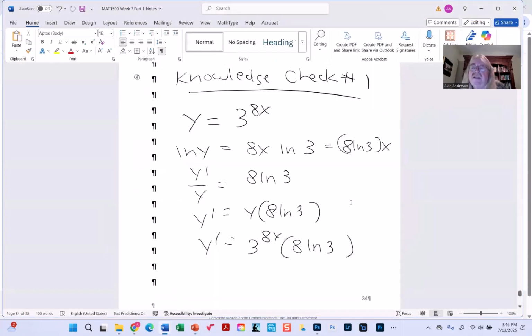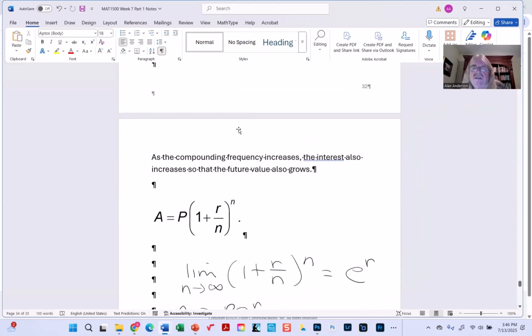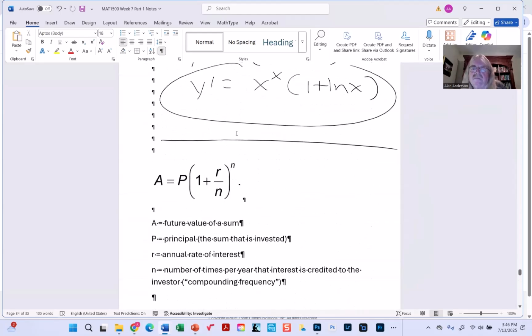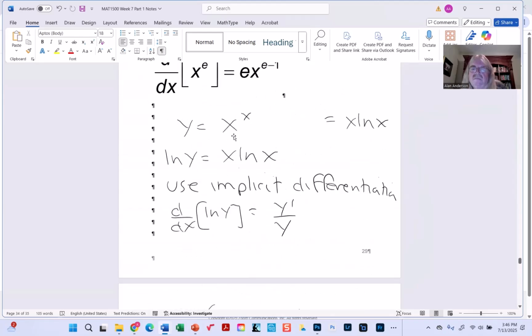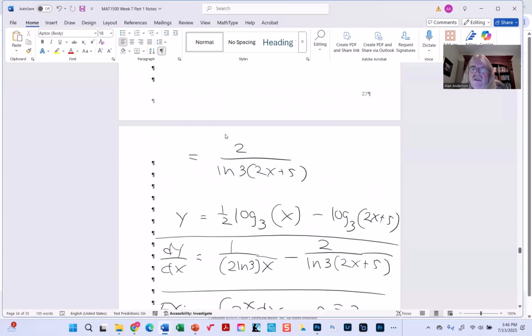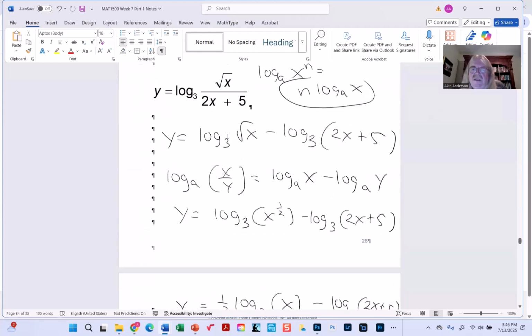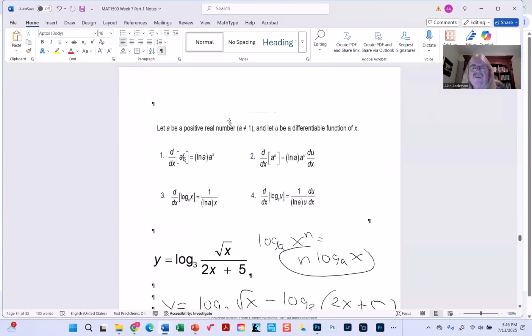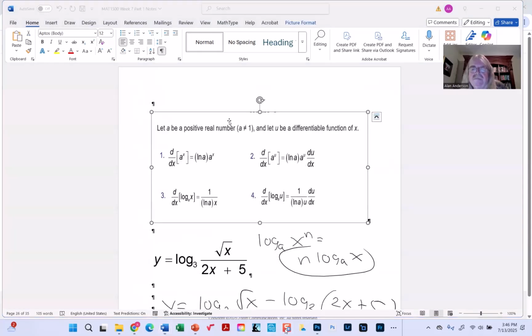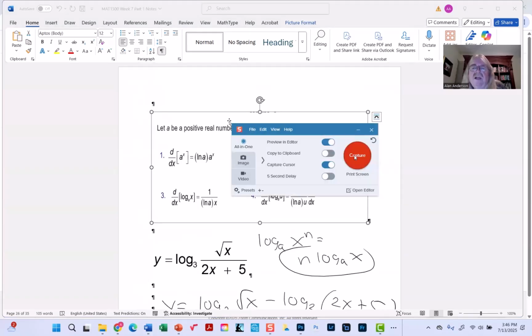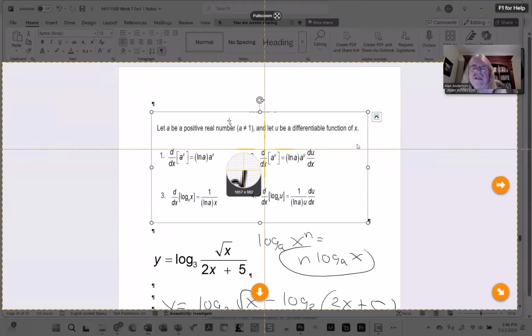Now, of course, they did tell us to use logarithmic differentiation. If they didn't tell us that, we could have used one of our rules. We've got a constant raised to a function of x. Let's see which one this is. All right, I know it's back here. Constant raised to a function of x. Now there's this one right here. So I'll just take a quick picture of it and copy it down there.